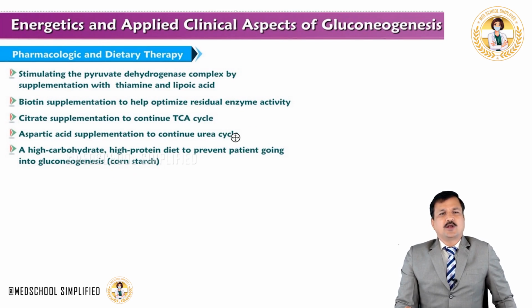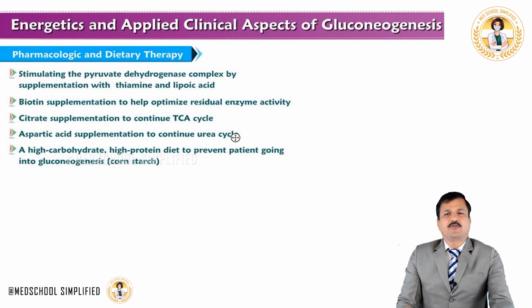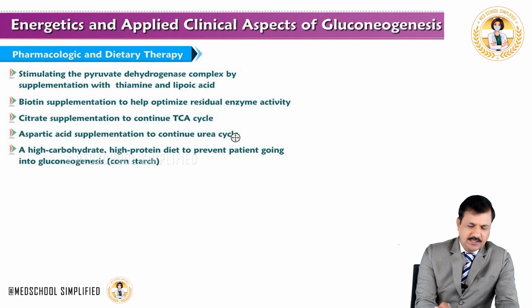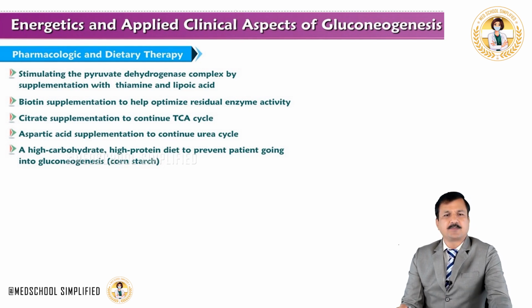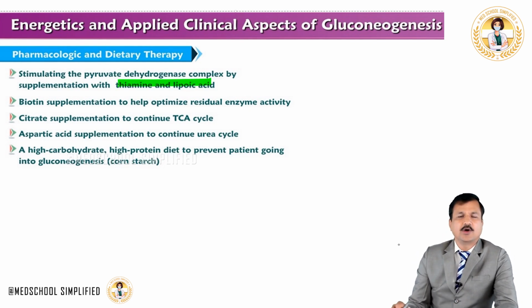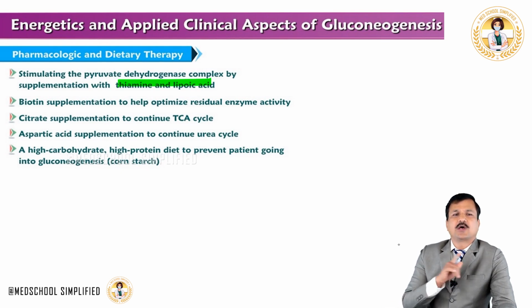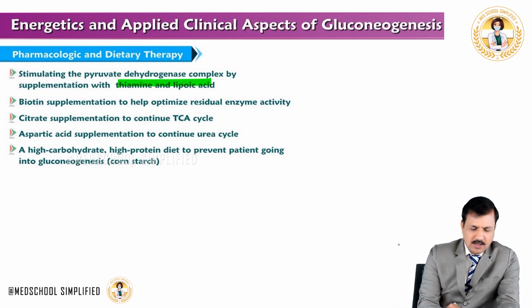Now let's look at pharmacological and dietary therapy for pyruvate carboxylase deficiency. So stimulating the pyruvate dehydrogenase enzyme complex by supplementing thiamine and lipoic acid coenzymes can also help in the diversion of pyruvate into acetyl-CoA, because conversion of pyruvate into oxaloacetate is down. That's why one of the ways to take care of the pyruvate accumulation going into alanine or lactate is to divert that into acetyl-CoA formation. Let me write down here.